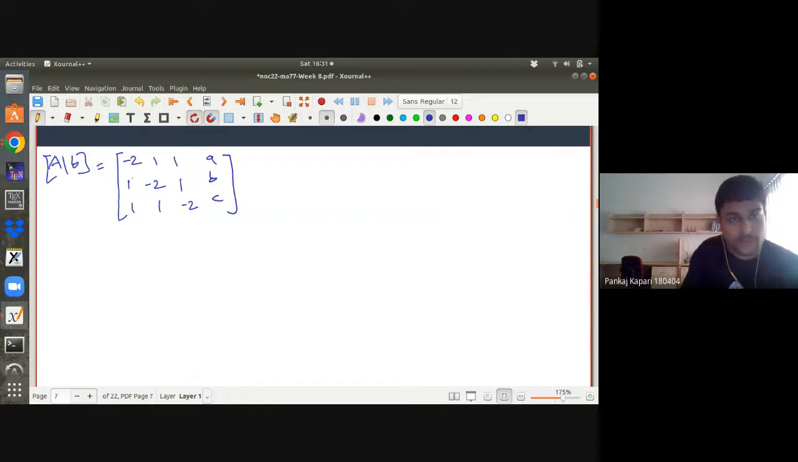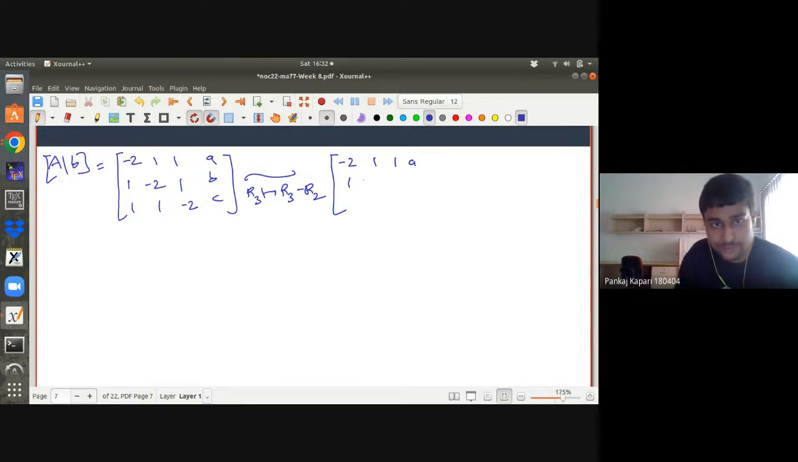We have to make these entries 0. Let's make these three entries 0. How do we make these entries 0? Let's first target this first entry, and this can be made 0 by subtracting the second row from the third row. So we are changing the third row, R3 minus R2. So -2, 1, 1, and a, 1, -2, 1, b. This will become 3, this is -3, c minus b.